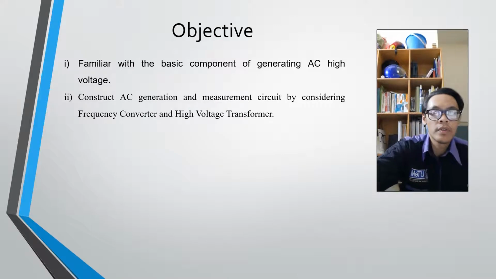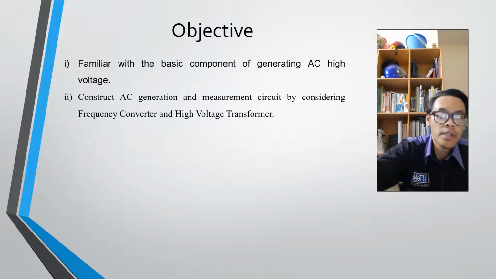The objectives of this lab session consist of 2 objectives, which are to become familiar with the basic components of generating AC high voltage, and to construct an AC generation and measurement circuit by considering the frequency converter and high voltage transformer.